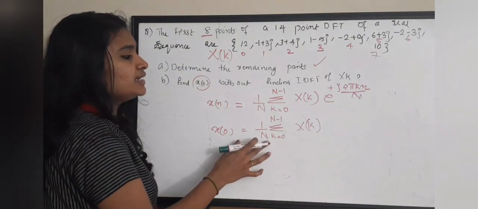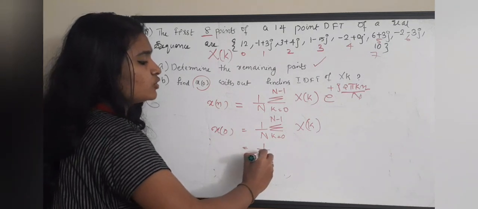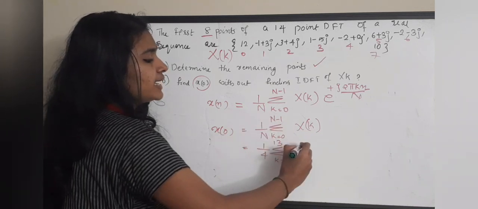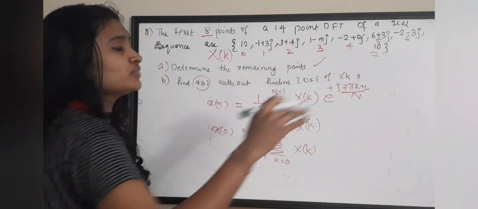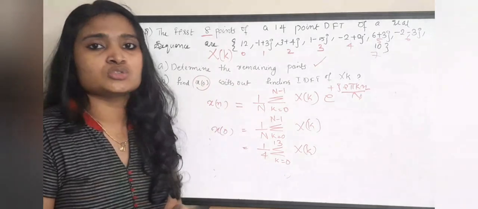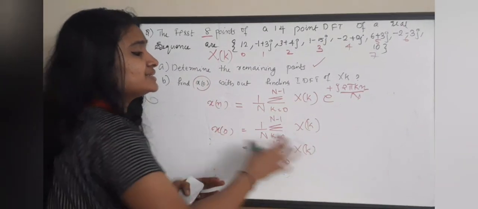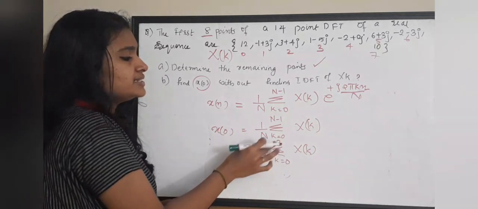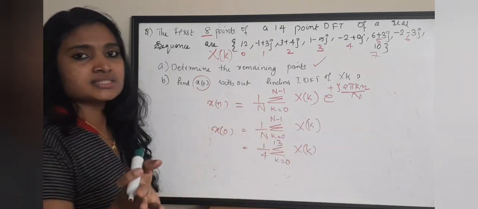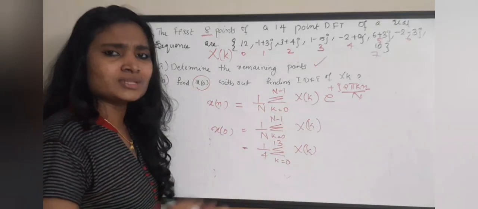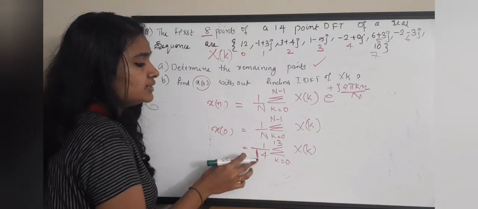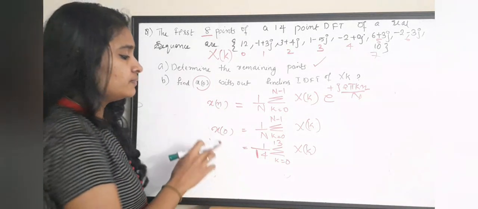Now you know the value of n, right? So that is 1 by 14 sigma k equal to 0 to 14 minus 1, that is 13, x of k. Now you have your entire x of k because they have given the 8 points, and in the first part you have found the remaining points also. Now what you need to do is just take the sum of all those points. That is, in this summation they are summing from k is equal to 0 to 13 all your DFT points, right? So take the sum of all your DFT points. Simply add all the DFT values and then divide by, sorry, this is a 14. Then divide by 14 and then you will get your x of 0.